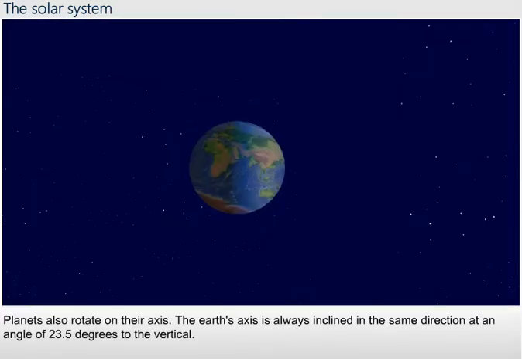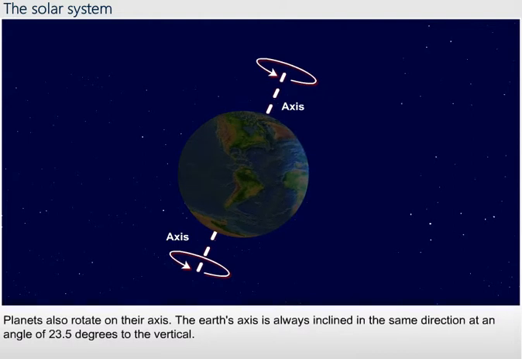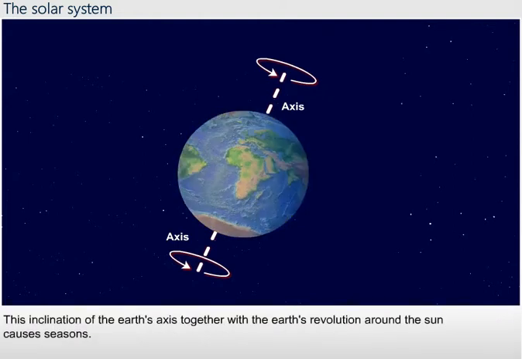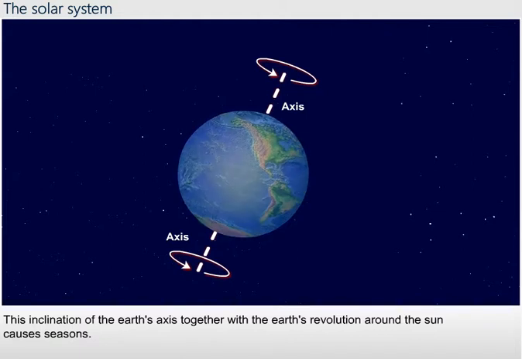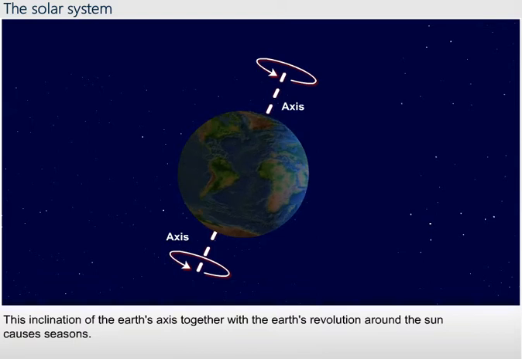Planets also rotate on their axis. The Earth's axis is always inclined in the same direction at an angle of 23.5 degrees to the vertical. This inclination of the Earth's axis, together with the Earth's revolution around the Sun, causes seasons.